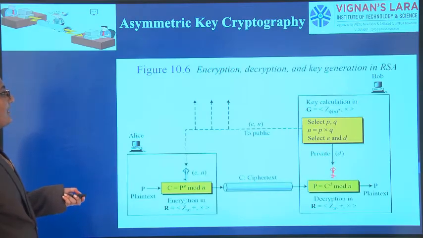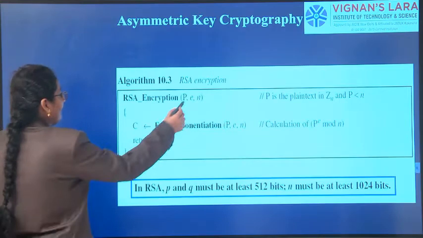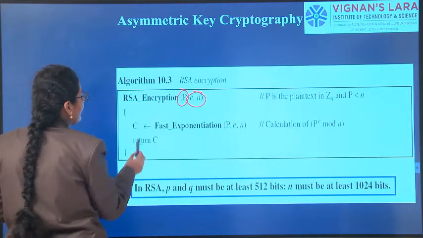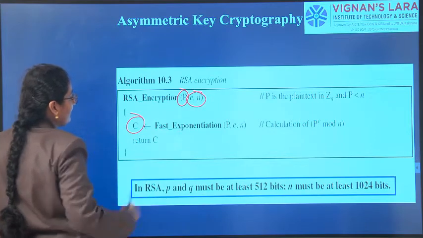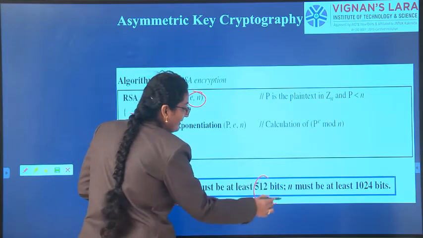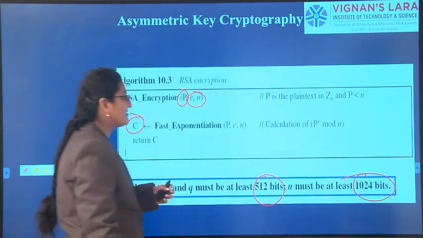So what is happening in encryption? We are taking the public key E comma N. Plain text is taken. Ciphertext we got. Nothing but encryption. Here the important point to remember is P and Q should be large integers of 512 bits. N should be a large integer of 1024 bits.